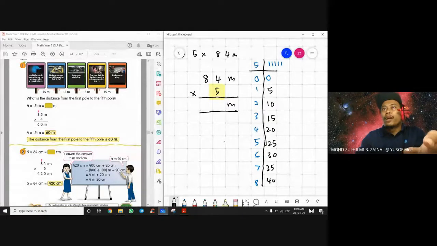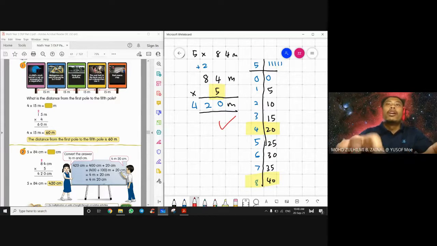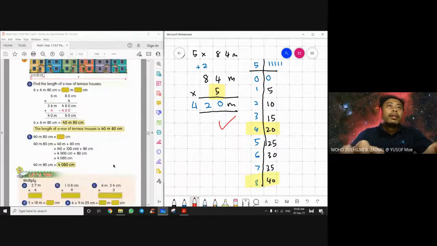Okay, 4 times 5. Just take it here and find. Number 4, 20. Then write down the answer. Remember, bring down 0, bring up 2. Put a plus. And then find the 8. The 8 is 40. So 40 plus 2. Why? Because there is a 2 here. So 40 plus 2 equals 42. So your answer is clearly like this, 420 meters. This one is also easy.